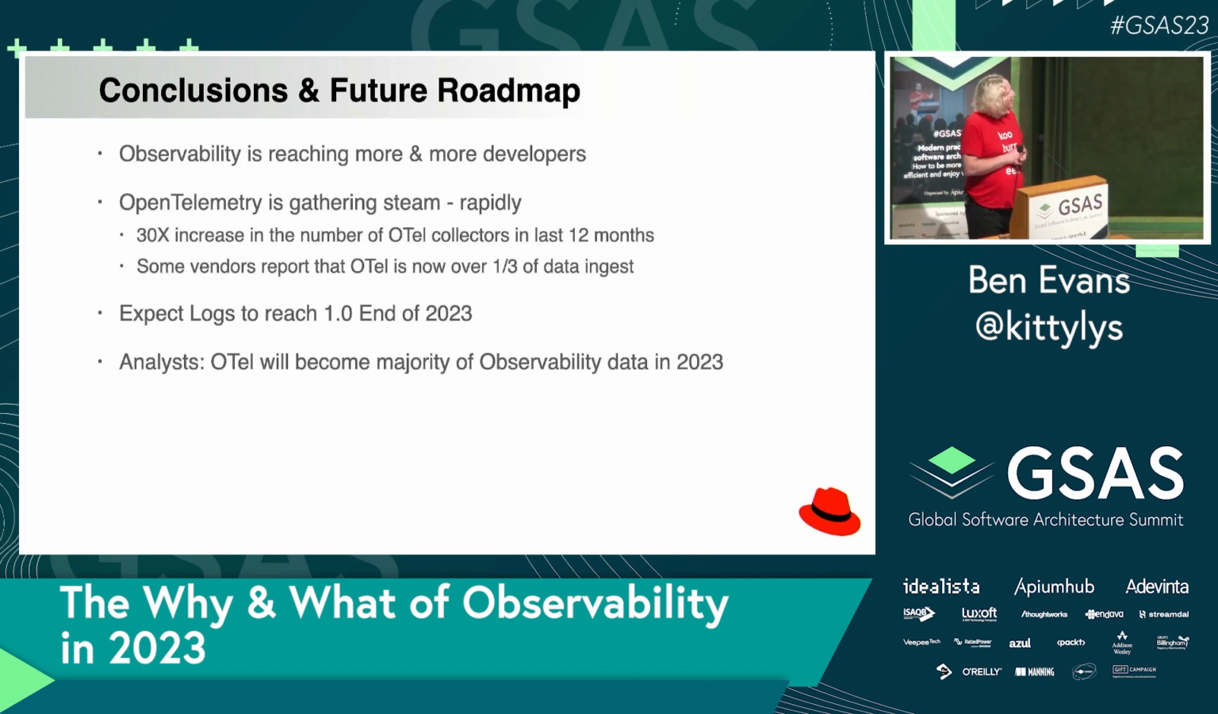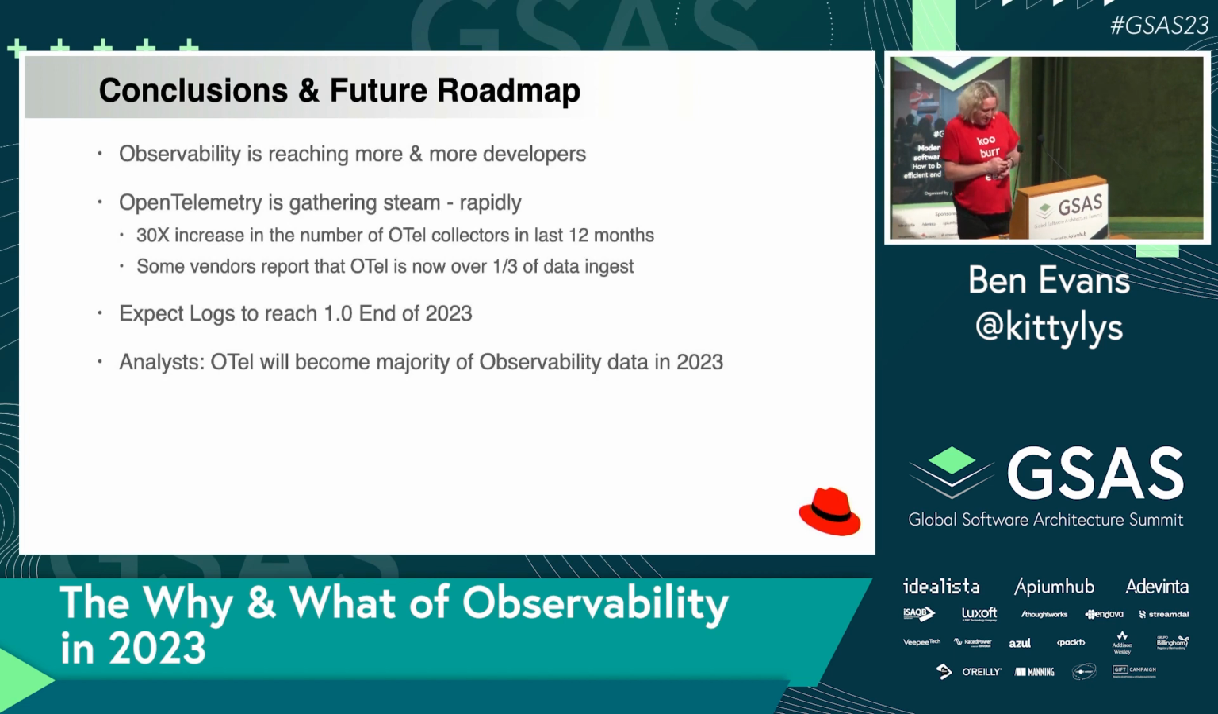And I didn't believe this when I first saw this number in the back end of 2021. I think it was Gartner who said that by the end of 2023, OTel will be 60% of all the observability traffic that's seen. I didn't believe it. Now, it looks much like it was way too conservative an estimate.